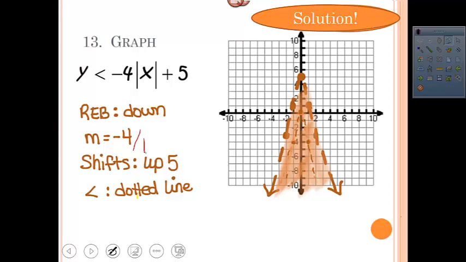You have a dotted line because the inequality here is dotted, and you're shading inside because of the less than. So less than means you're shading below the vertex, below V. So below would be, draw an arrow down, and that means everything that's in there.